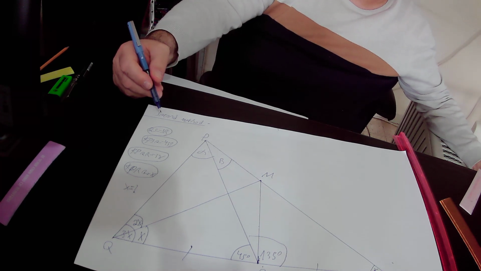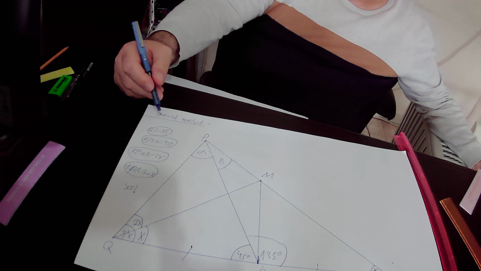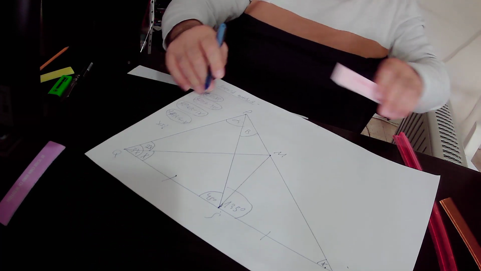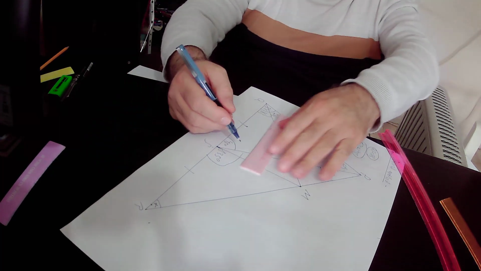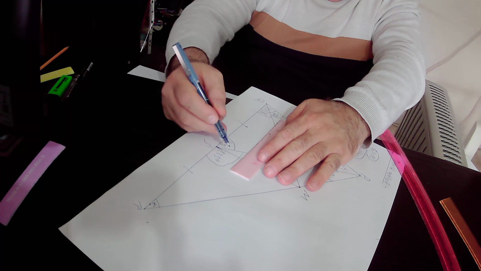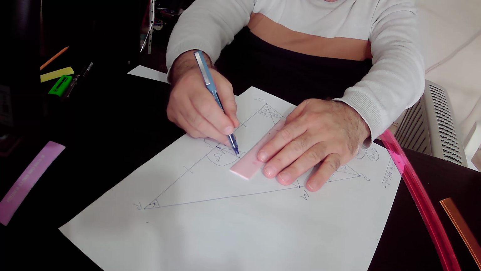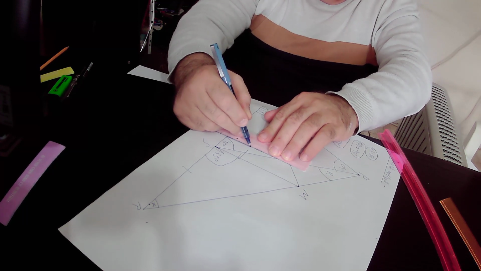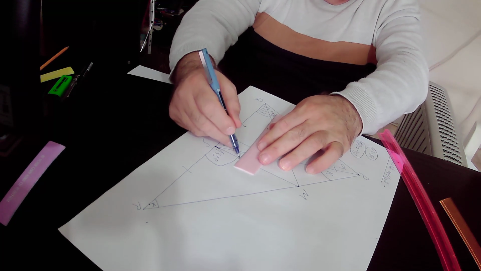And we have a rule, rule number 3, that states that the median to the base in an isosceles triangle is perpendicular to the base. So the median MS not only bisects the base QR into two equal parts, but it is also perpendicular to the base. That is to say, this angle equals 90 degrees. This is the right angle.